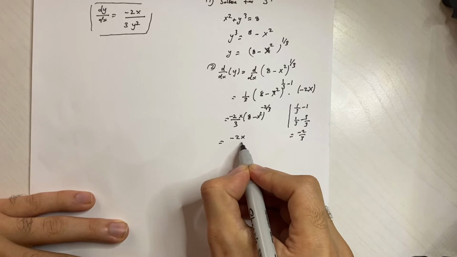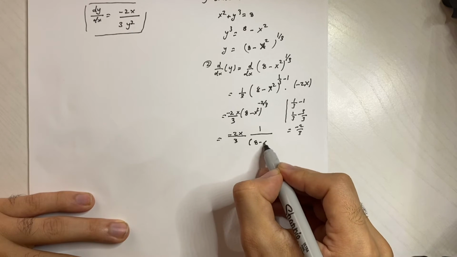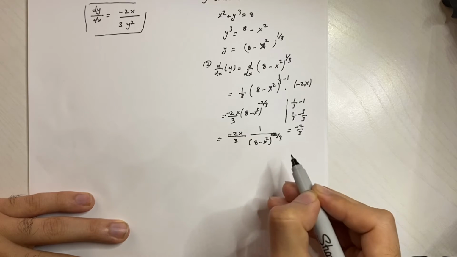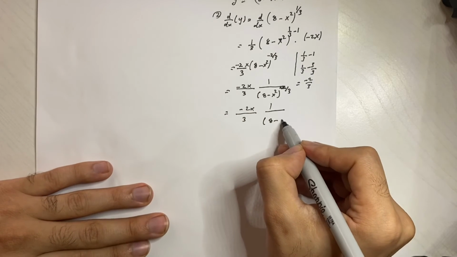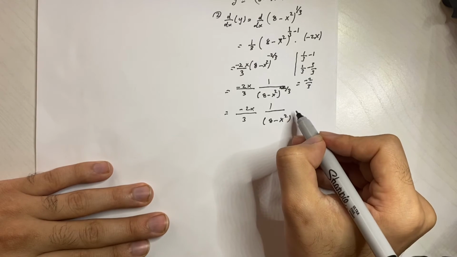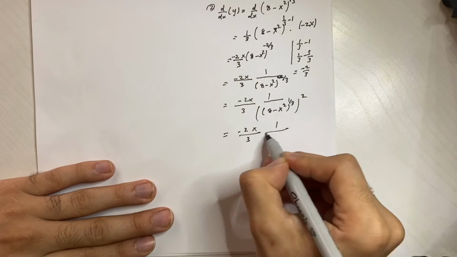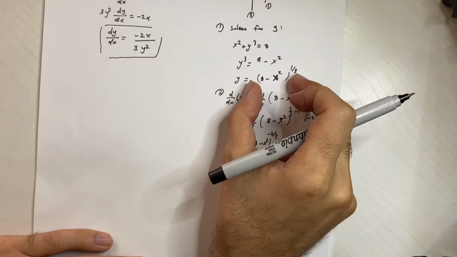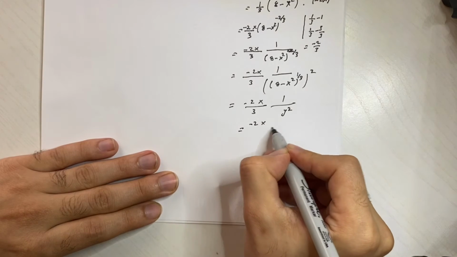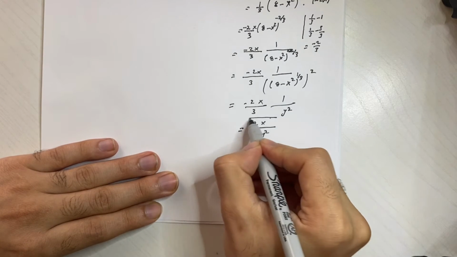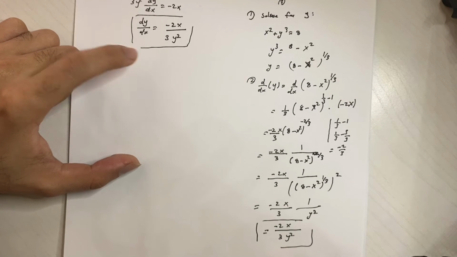Now notice that we have to move what's inside the parentheses to the bottom. That's what I'm doing here. So (8 minus x squared) raised to the 2 over 3, and I want to write that in terms of (8 minus x squared) to the 1 over 3, all squared. Why? Because what's inside the parentheses is just y. So we can substitute this term with y. It's going to be y squared. So it's minus 2x over 3y squared. And this is exactly what we found using the first way.